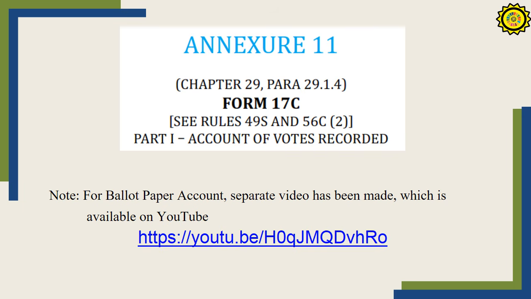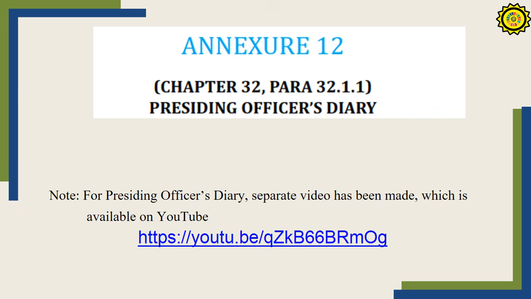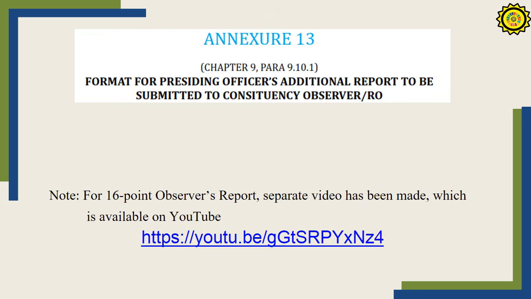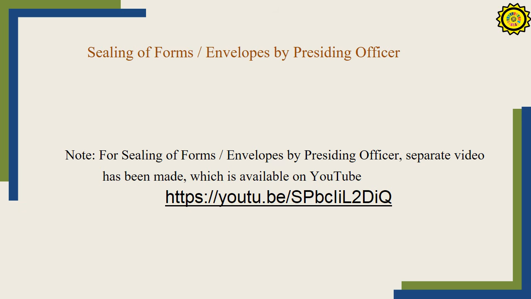For the ballot paper account, a separate video has been made, which is available on YouTube. The link is displayed on the screen. For the presiding officer diary, a separate video has been made, which is available on YouTube. The link is displayed on the screen. For the 16-point observer's report, a separate video has been made, which is available on YouTube. The link is displayed on the screen. For sealing of forms or envelopes by the presiding officer, a separate video has been made, which is available on YouTube. The link is shown on screen.